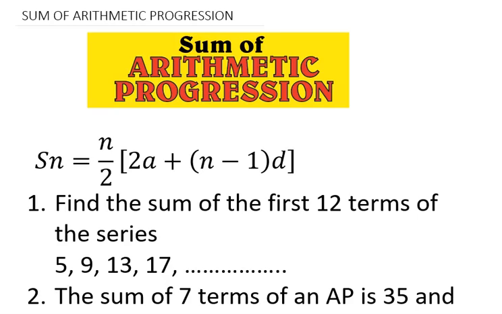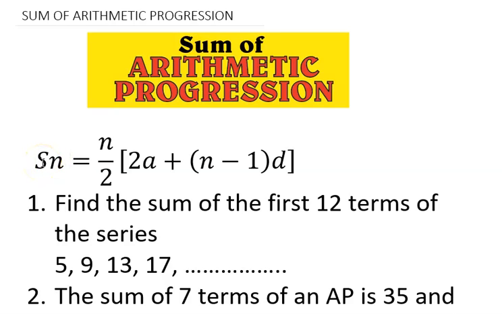Without wasting much of our time, as you can see on the screen, this is the formula for sum of arithmetic progression. In our last video, we established that n is the number of terms, a is the first term, and d is the common difference. This time around, this is the formula for sum of AP. Those terms still remain the same: number of terms, first term, common difference.